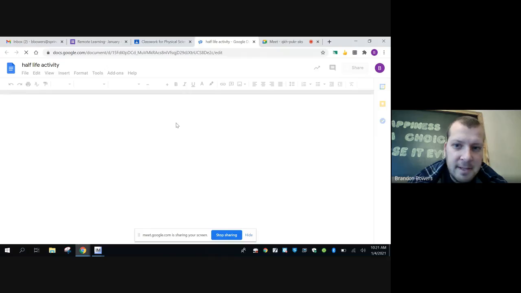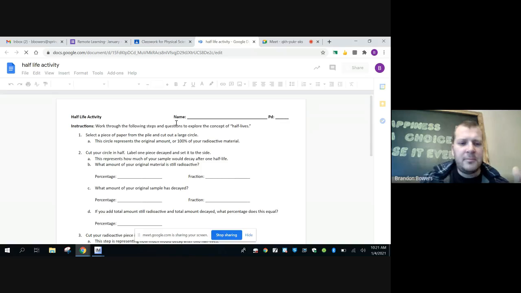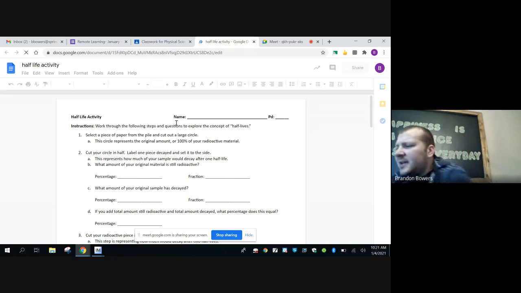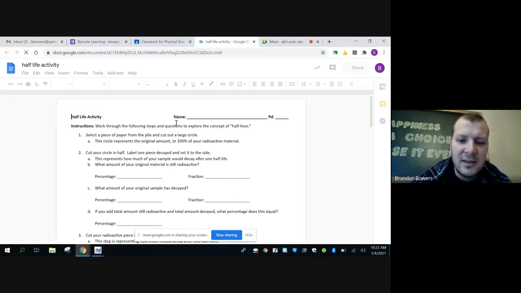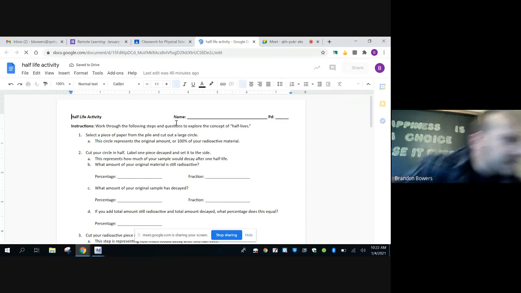There we go. It'll take you to this, and the directions are pretty straightforward. You need a piece of paper, and if you have scissors, that would be great, but I don't have scissors near me, so I'm just going to rip it. So select a piece of paper from the pile and cut a large circle. Well, I guess I do need scissors. I'll go get scissors.